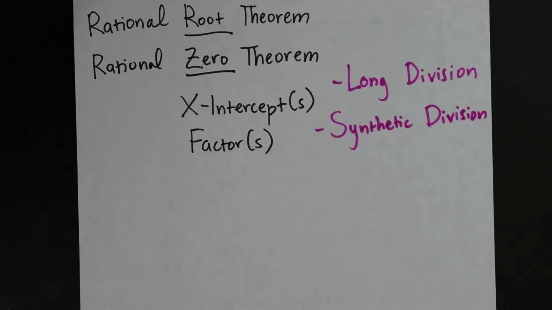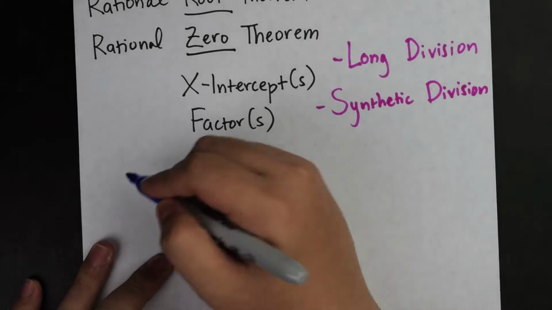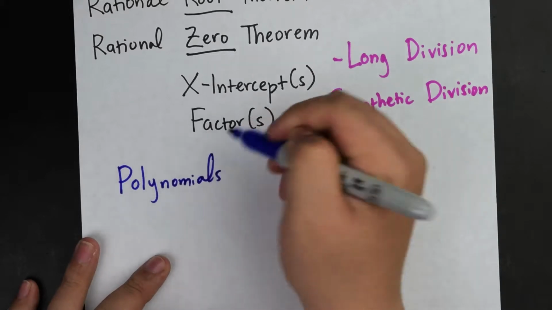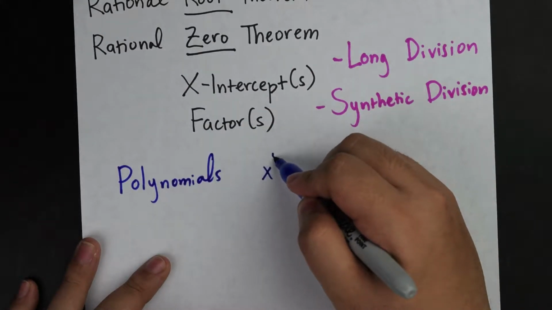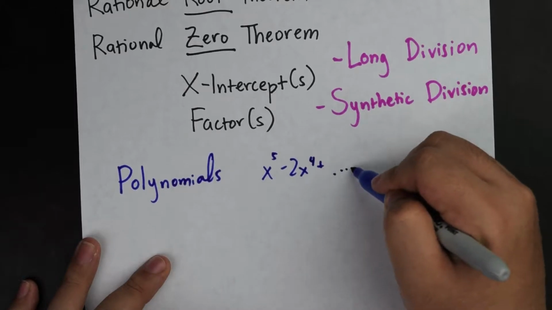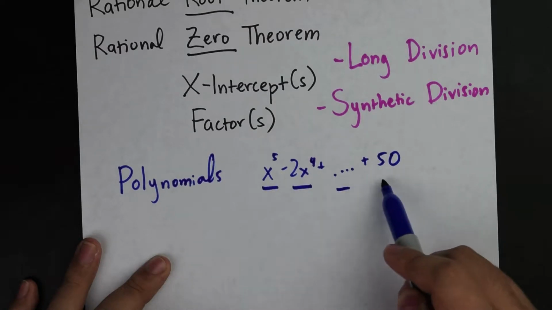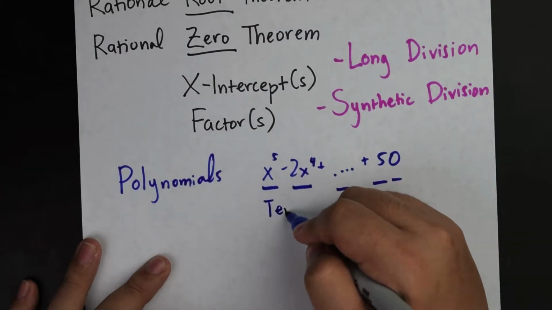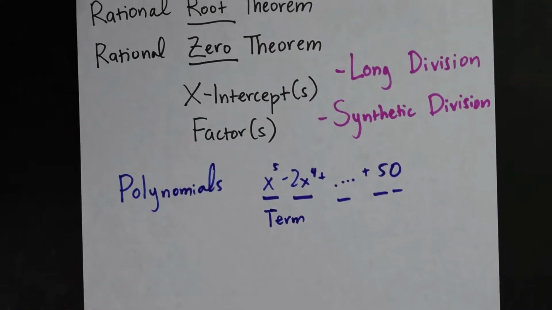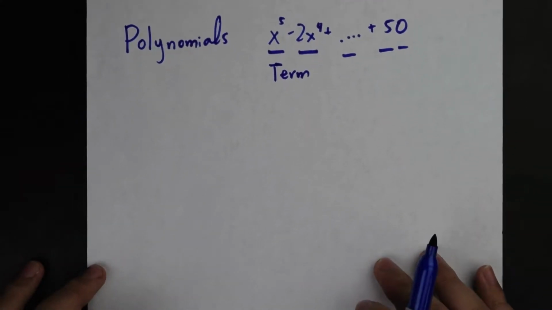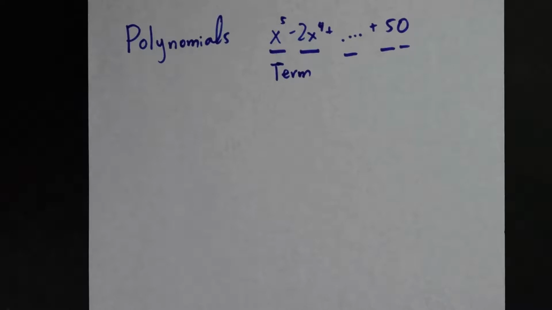The Rational Root Theorem, or the Zero Theorem, is usually applied to what we call polynomials. When we talk about polynomials, we mean any function that has multiple terms. For example, it could be x to the fifth minus 2x to the fourth plus and so on, plus 50. The idea is that there are multiple different terms in the equation, and we need something like that in order to implement the rational root or zero theorem. I'm going to get started on a problem to show you how this theorem works and how to use it to your advantage.